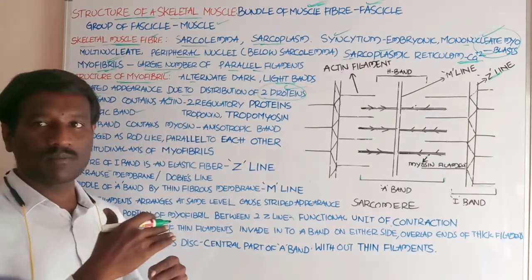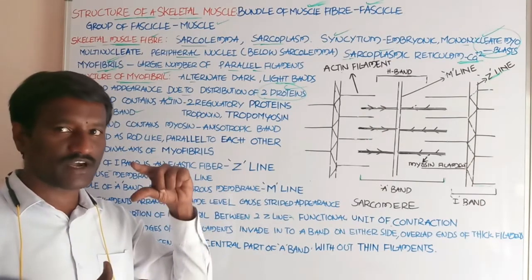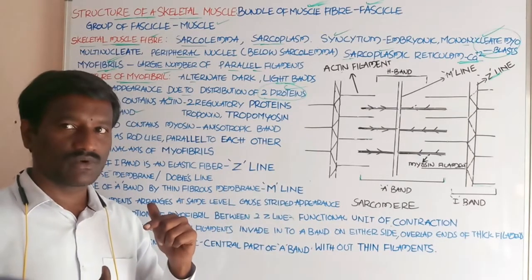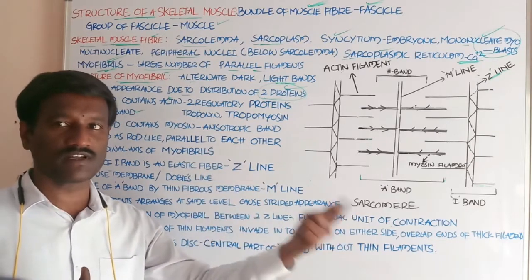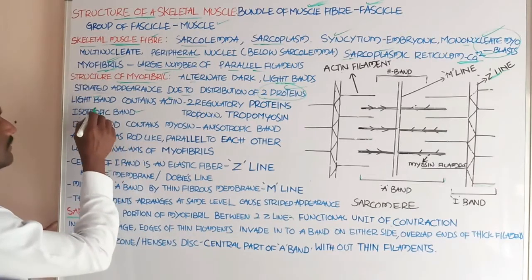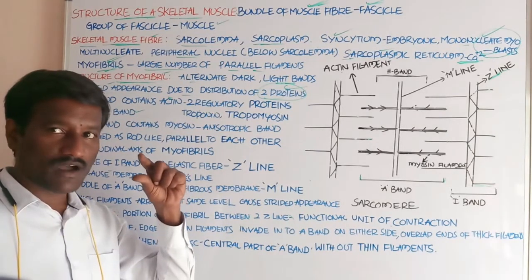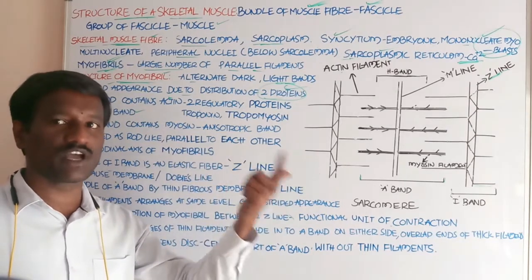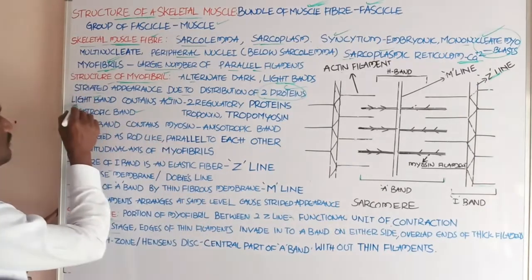This striated appearance is due to the distribution of two different types of proteins present in the light band and the dark band. One protein is present in the light band and another protein in the dark band. The muscle fiber appears striated because of the distribution of these two types of proteins in the dark and light bands.